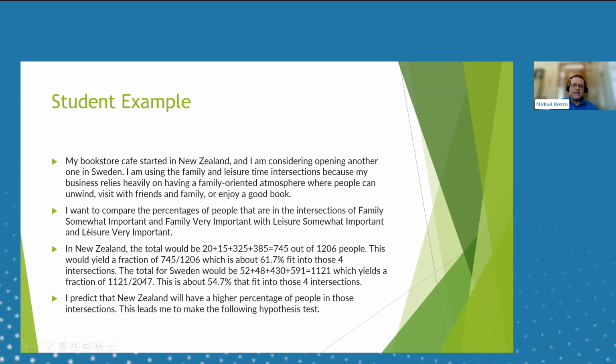They're actually showing the real values, how they got their particular totals for those percentages in New Zealand and also in Sweden. And then they have a nice little prediction that New Zealand will have a higher percentage of people in those intersections.